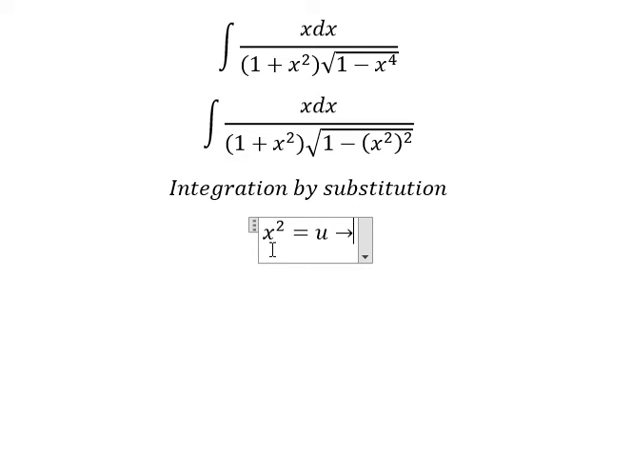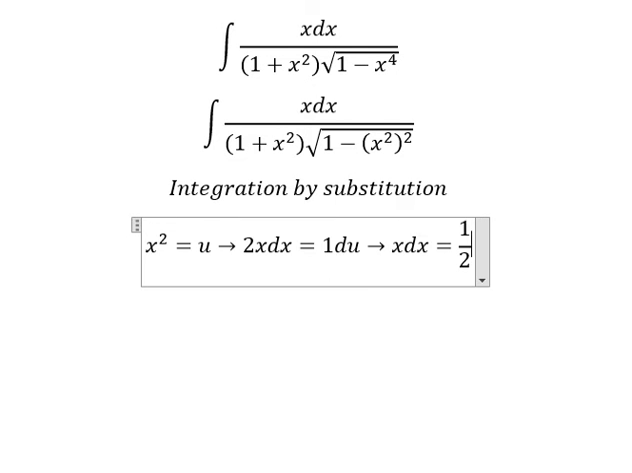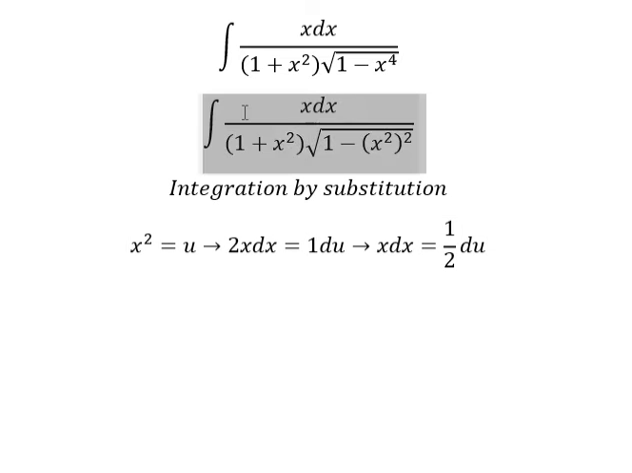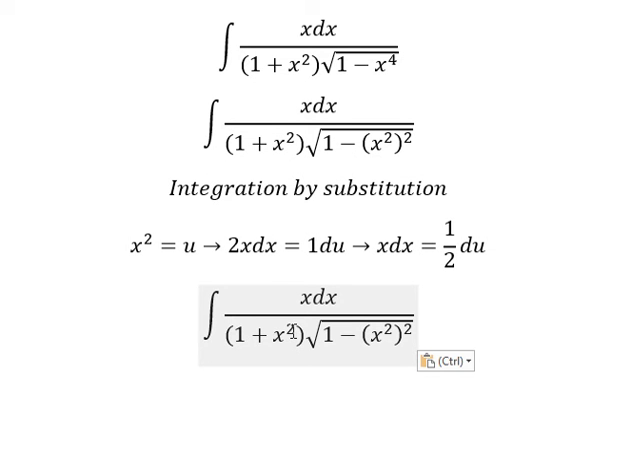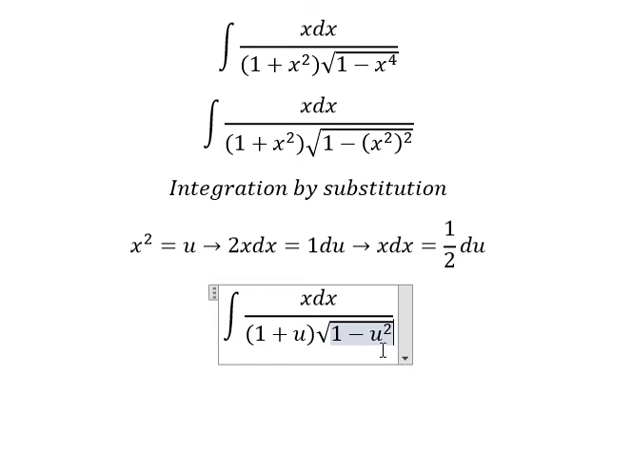Later that we need to do first the derivative for both sides, and this one we have 2s ds. This one we have number 1, and so we have 1 du. Next we divide both sides by number 2. So this one we change by u, this one we change by u, this one we change by this one.